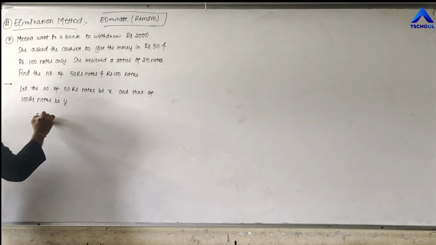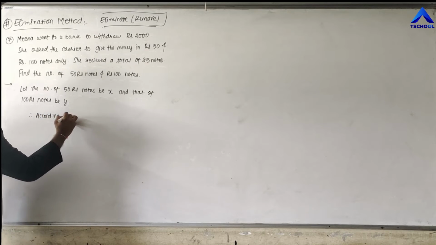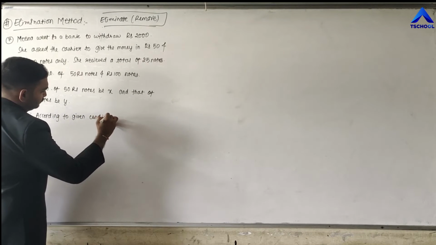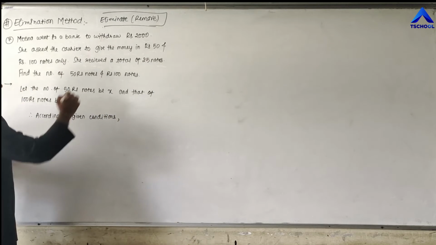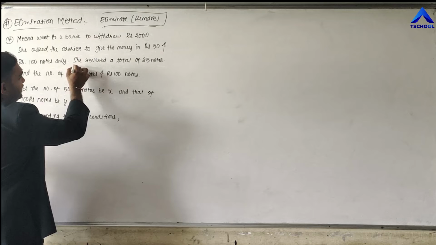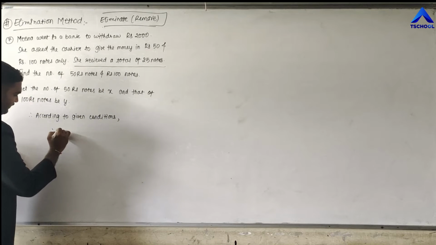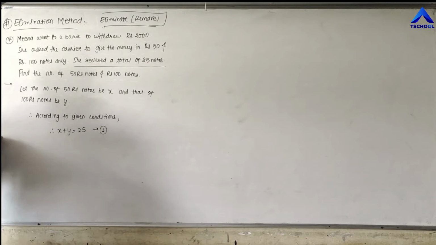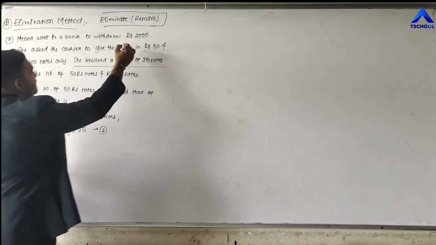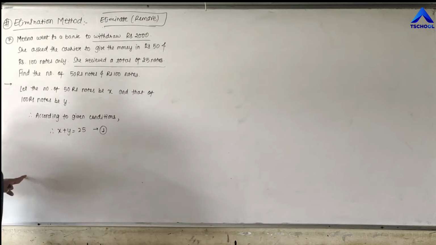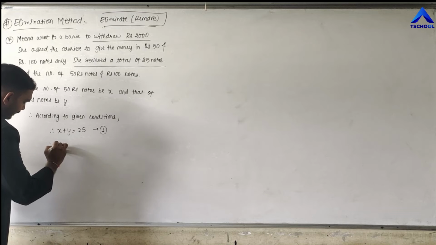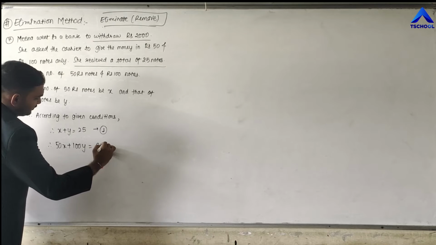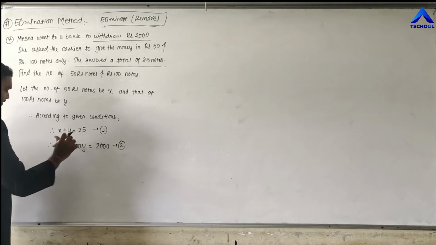Therefore, according to the given condition, she got 25 notes in all, right? She received a total of 25 notes. Therefore, x plus y is equal to 25. That is my first equation, and the total amount that she withdrew is rupees 2000, right? Therefore 50x plus 100y is equal to 2000. That is the second equation.